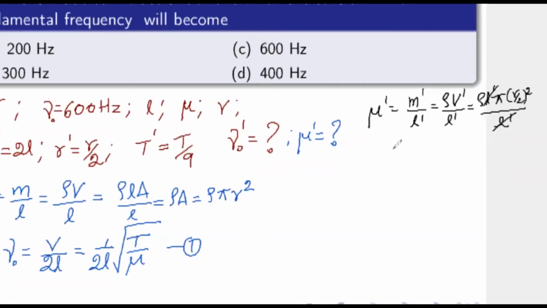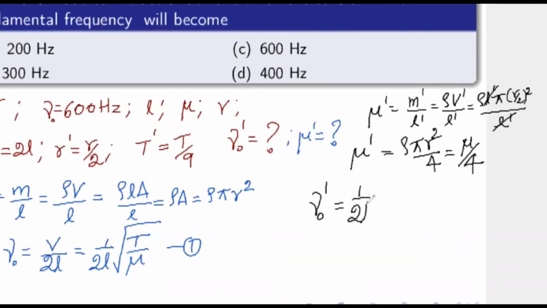So L prime and L prime cancels to give you rho pi r squared by 4. This is the new mass per unit length. And how can you relate this with the initial mass per unit length mu? This is a quarter of that, therefore mu by 4 is the new mass per unit length. So the new frequency nu naught prime, that is the new fundamental frequency, equals 1 over 2 L prime into the square root of T prime divided by mu prime.